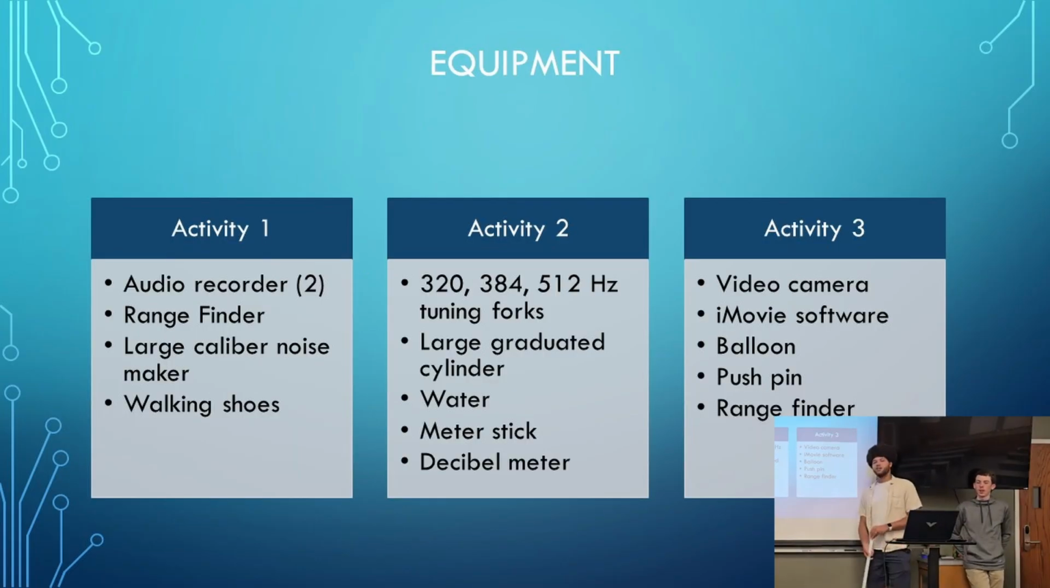For the first activity, you'll need 2 audio recorders, a rangefinder, a large caliber noisemaker, walking shoes, and for the second activity, you'll need an assortment of tuning forks, a large graduated cylinder, some water, a meter stick, and a decibel meter. And for activity 3, you'll need a video camera, some film editing software, we used iMovie, a balloon and a push pin, and a rangefinder.